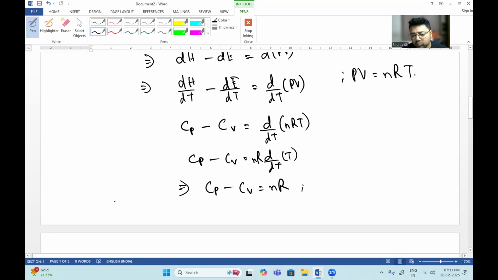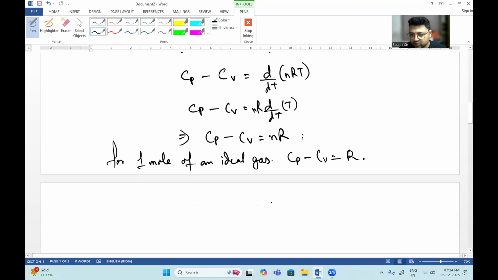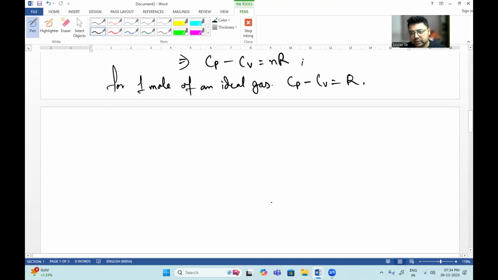So we will write Cp minus Cv equals nR. So for 1 mole of an ideal gas, Cp minus Cv will be equal to R, because for 1 mole n equals 1. So this is what Cp minus Cv actually defines.